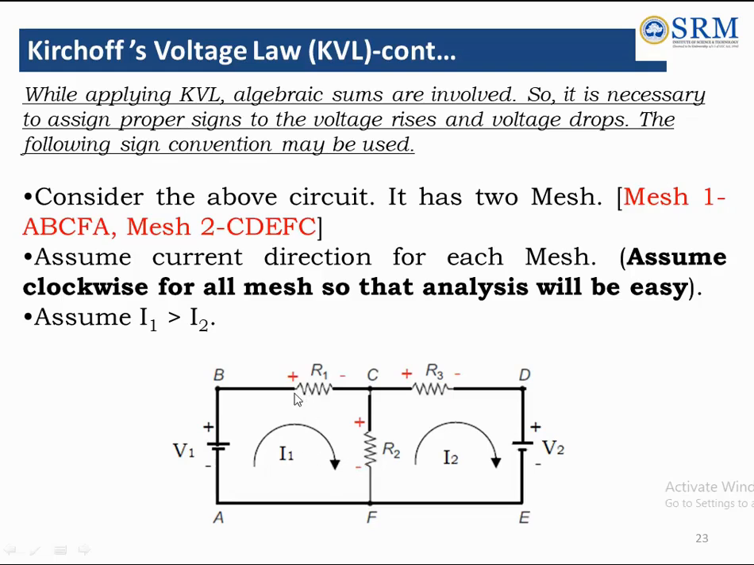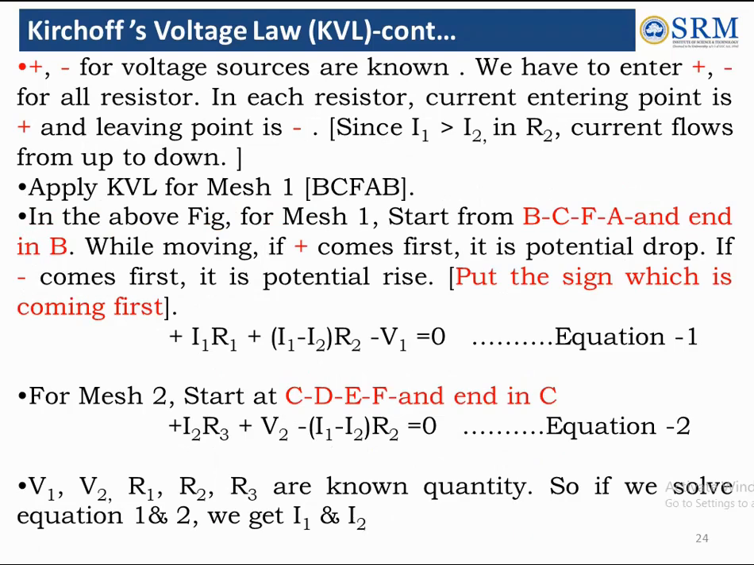The next step is to mark the polarities. Since the voltage sources are known, the longer horizontal line represents the positive terminal and the shorter one the negative terminal, as we saw earlier. Based on this we mark the terminals of the resistors. For R1, the entering terminal is positive and the leaving terminal is negative. Similarly for R2 and R3. In the next step we are going to apply KVL.